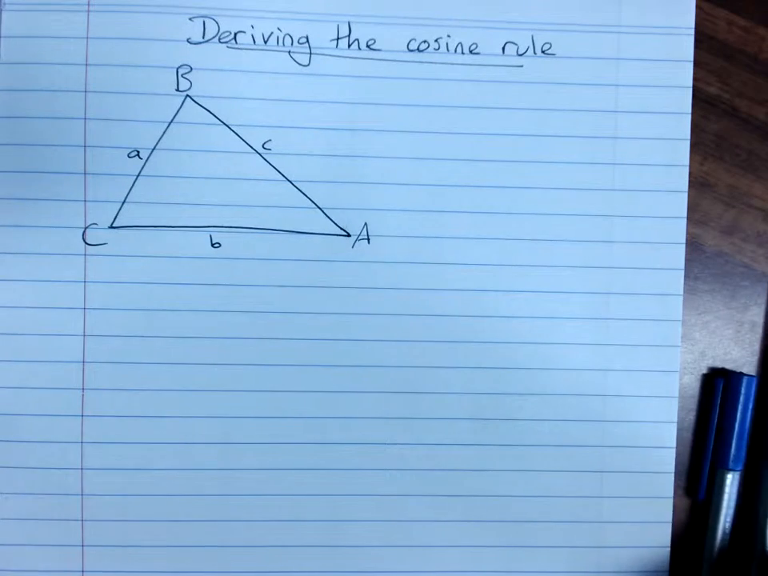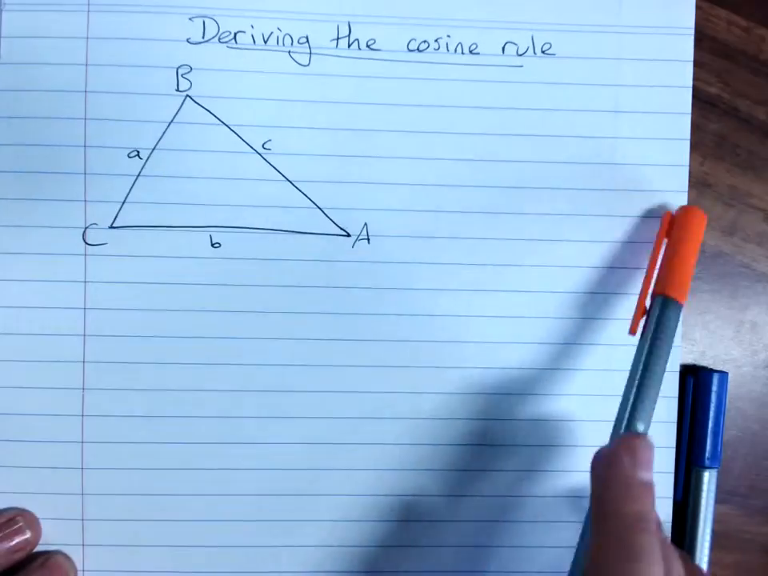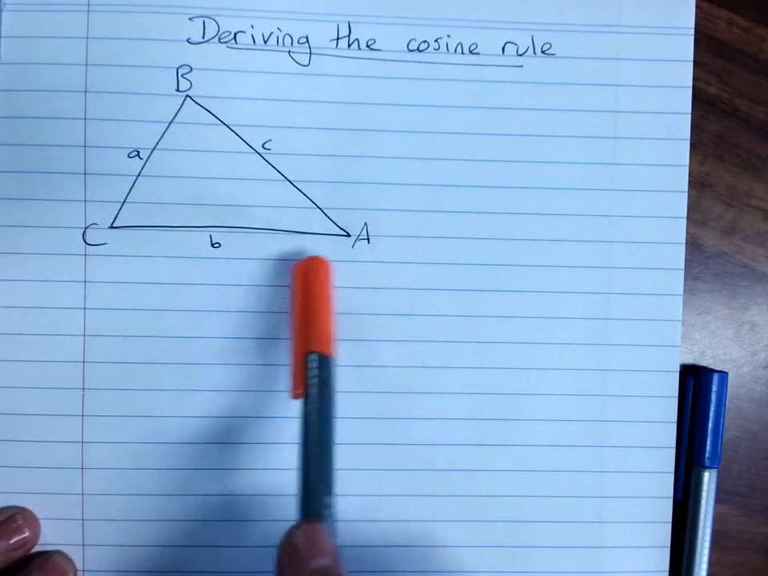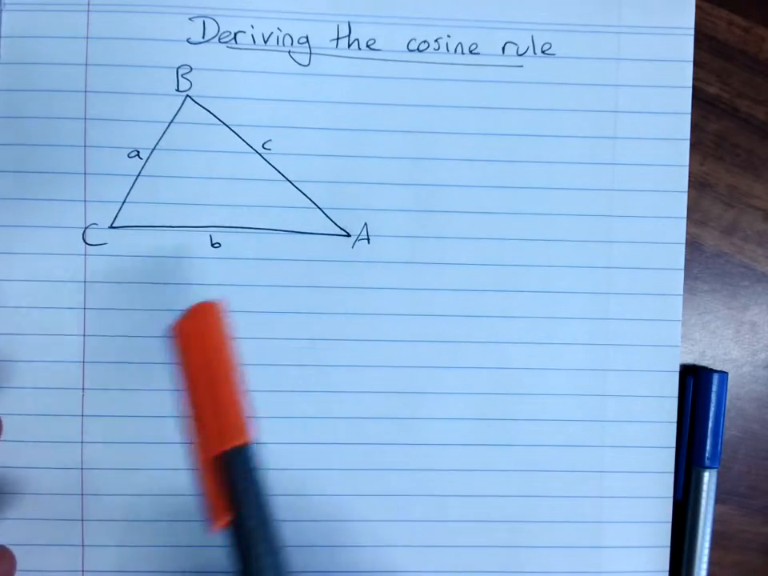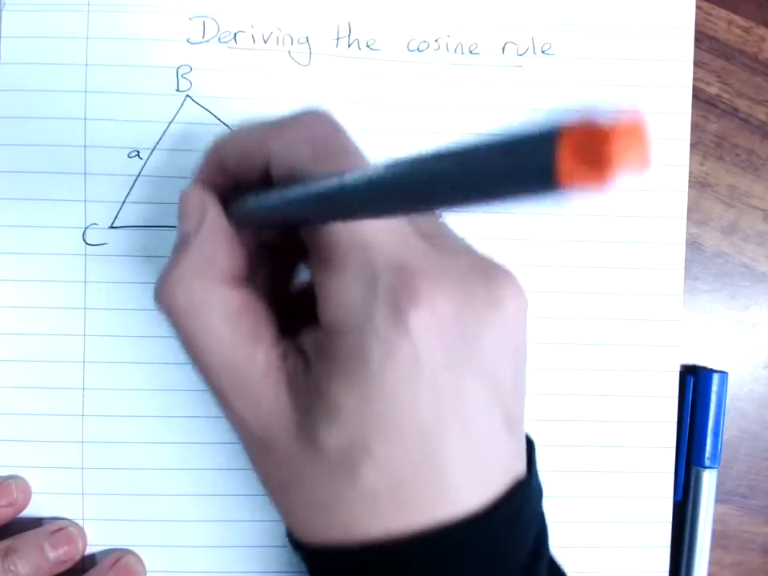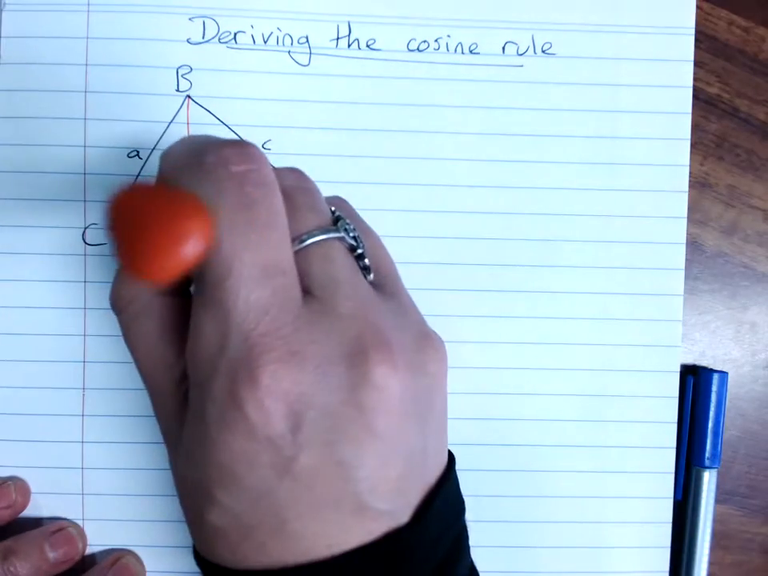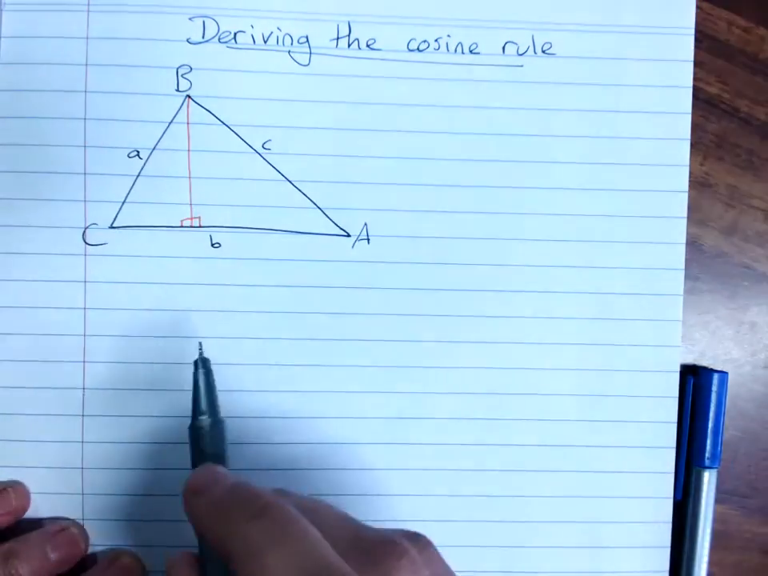Deriving the cosine rule. Similarly to the sine rule, we're going to start looking at the cosine rule with a triangle ABC, pretty arbitrarily drawn, and I'm going to drop a perpendicular to the side AC down from B, giving me two right-angled triangles.